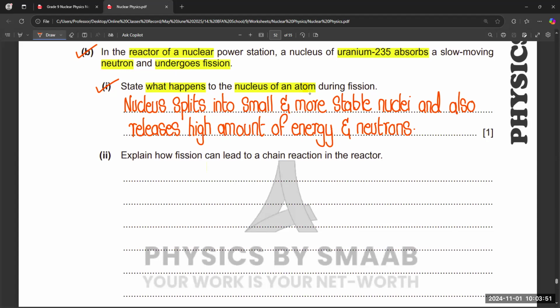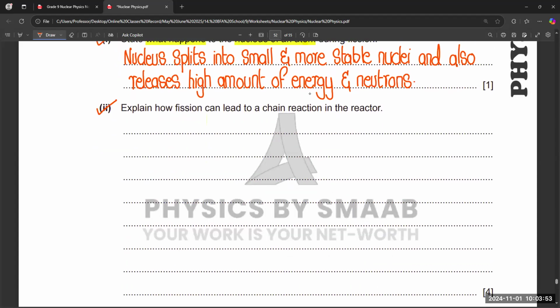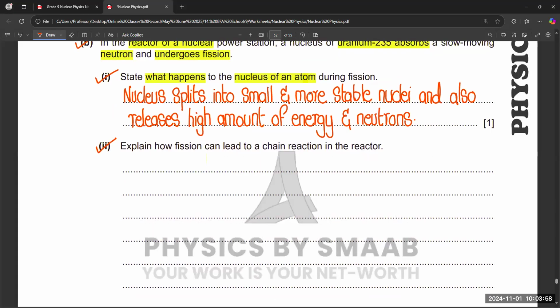Okay, part 2 of this question is for 4 marks. And the question is, explain how fission can lead to a chain reaction in the reactor. So they are asking how the fission reaction helps to start the chain reaction in a nuclear reactor. And you remember we discussed this idea before, that fission reaction works like a chain reaction because it emits more neutrons. Those neutrons strike the other part of the uranium and this starts the reaction again.